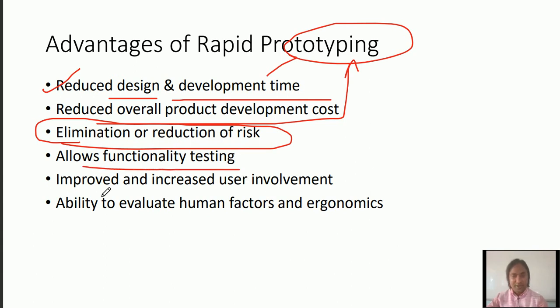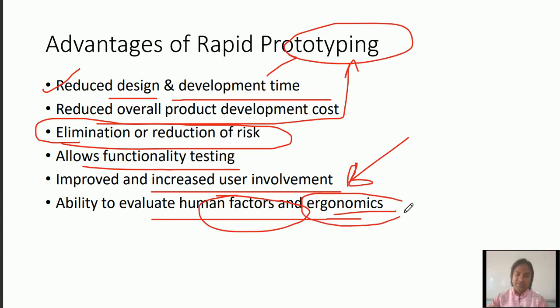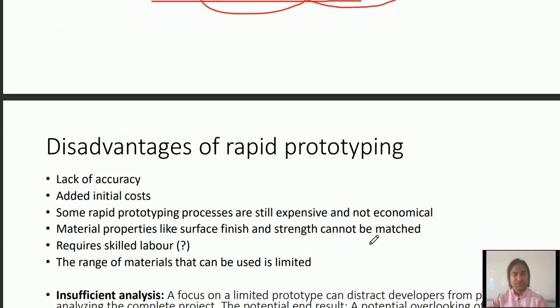Obviously, improved user environment, since user feedback is involved, so user involvement is also there. Ability to evaluate human factors and ergonomics. Obviously, with the 3D model, the physical model, we can evaluate how humans feel about handling it or how it looks. The aesthetic aspect we can see here.